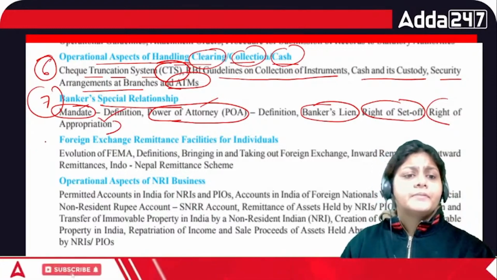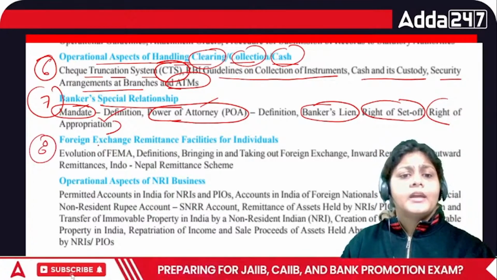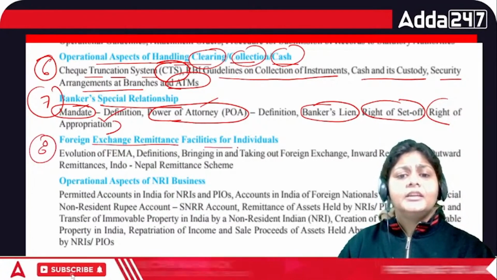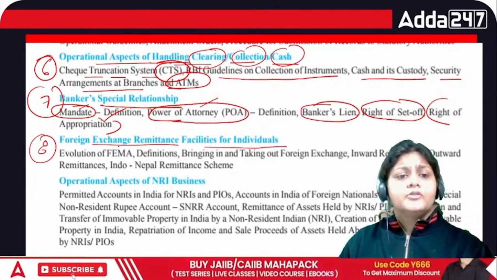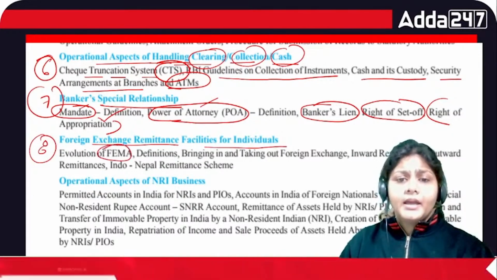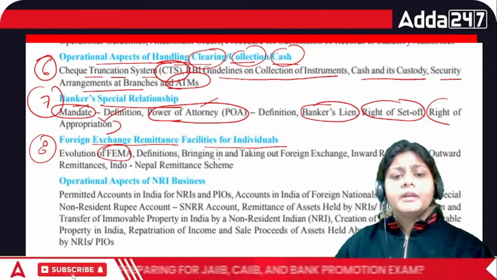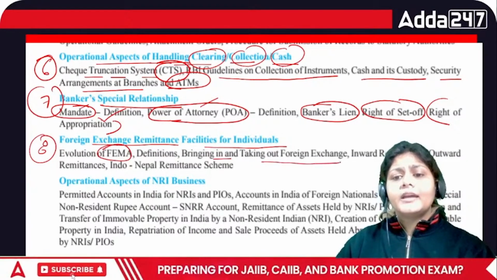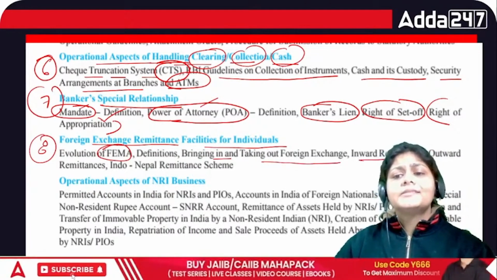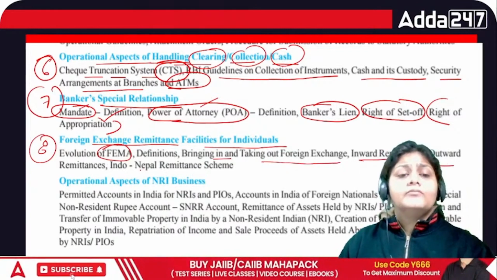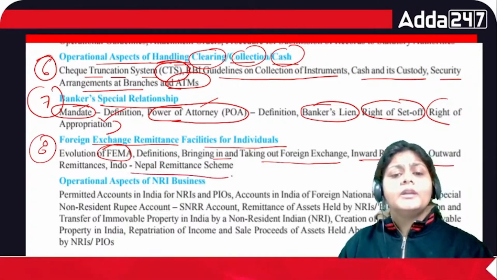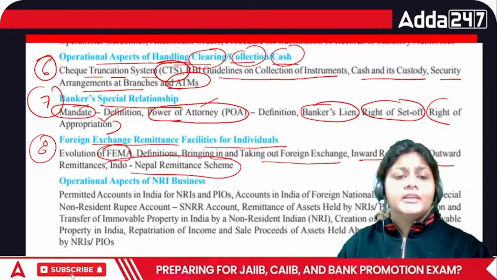Then you have chapter number 8, foreign exchange remittance facility for individual. So you have to cover FEMA guideline here, okay? Then bringing in and taking out foreign exchange, inward remittance, outward remittance, and what is the Indo-Nepal remittance scheme, right?